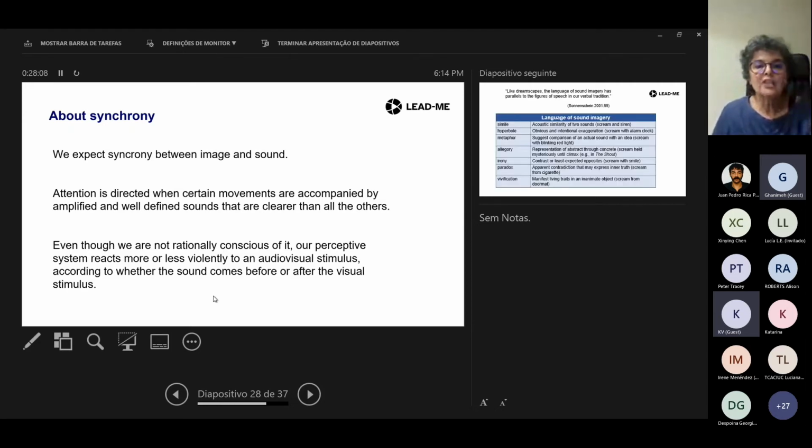Even though we are not rationally conscious of it, our perceptive system reacts more or less violently to audiovisual stimuli according to whether the sound comes before or after the visual stimulus. And this is particularly important when we are thinking about subtitling for deaf and hard of hearing audiences, because the golden rule that goes with SDH, that we should be in synchrony with image and not in synchrony with sound, will be adding a number of issues to reading time, to subtitle presentation.